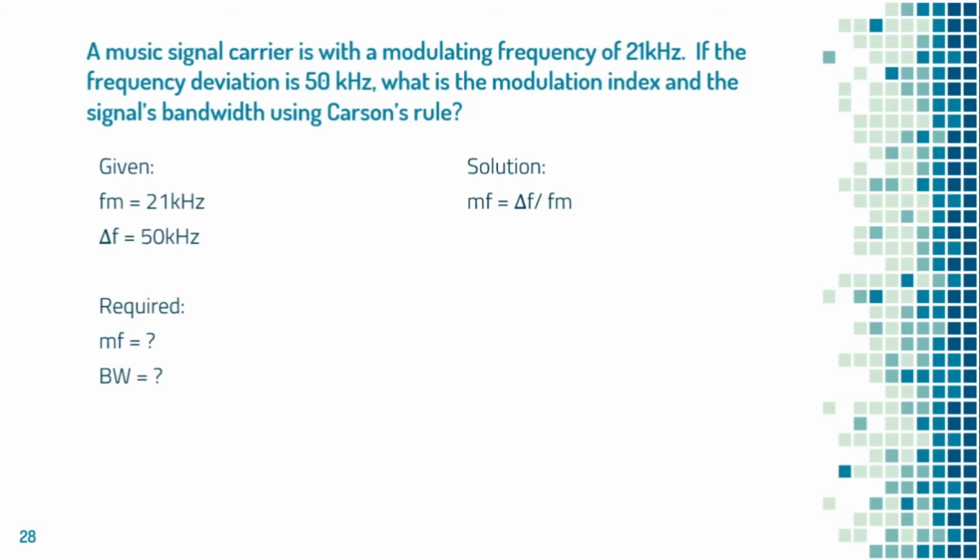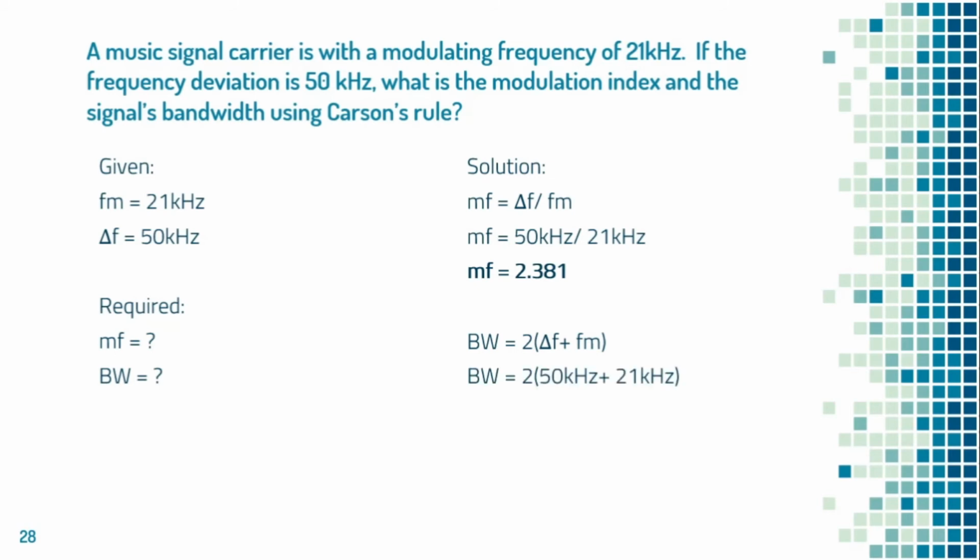So using the following equation, mf is equal to delta f over fm, we can find the modulation index. So 50 kHz divided by 21 kHz gives us a modulation index of 2.381. Thus, using Carson's rule, we can find the bandwidth by multiplying the sum of the frequency deviation and modulating frequency by 2. So substituting the values, we get 2 times 50 kHz plus 21 kHz, then 2 times 71 kHz, which yields us a bandwidth of 142 kHz.